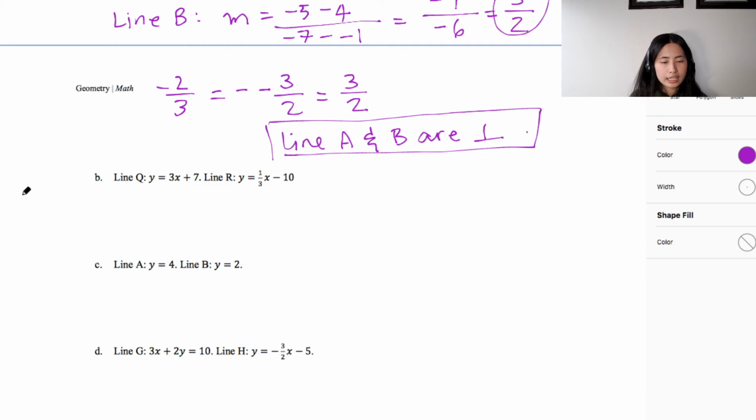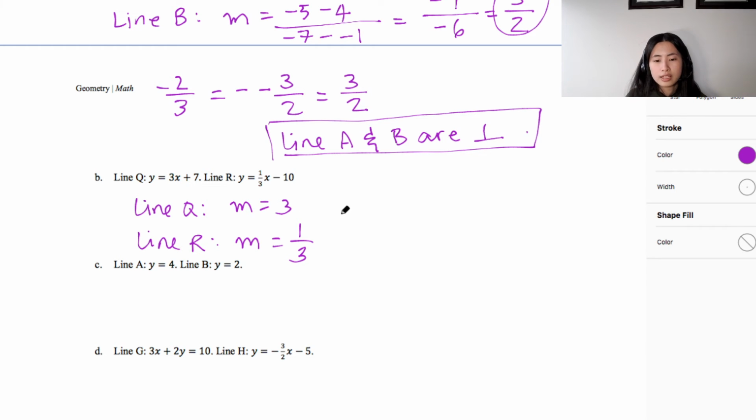Okay, now we're looking at line Q and line R, right? So as you can see, we know that line Q has a slope of +3, and for line R, it has a slope of 1 over 3. So it's not really the negative reciprocal, right? And it's not the exact same slope. Therefore, they're not parallel, and it's also not perpendicular, right? Because as you can see, it's not -1 over 3. Therefore, line Q and R are neither.